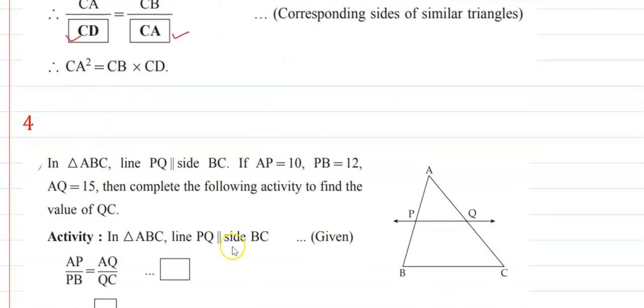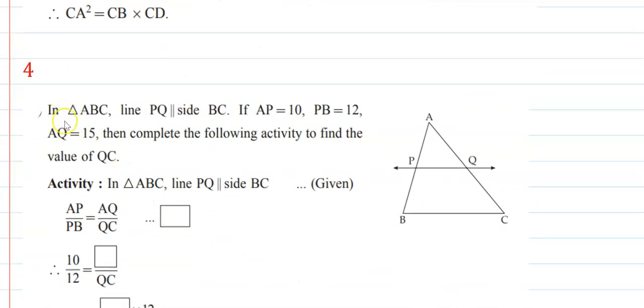Okay, now the next. In triangle ABC, line PQ is parallel to side BC. AP is equal to 10, PB is equal to 12, AQ is 15, and then find QC.